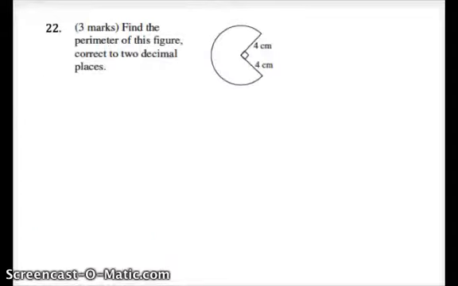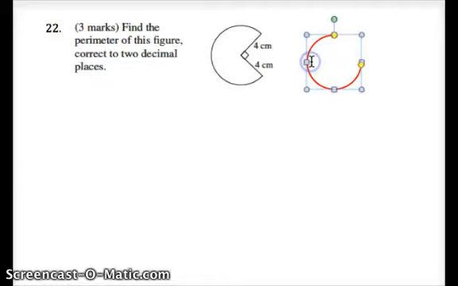Okay, now for question 22. In this question, we're asked to find the perimeter of this figure. Now the perimeter of the figure is the outside. We need the distance all around the outside of the figure. So we've got this curved bit, and we've got these two straight line bits. Now we can see that we've actually got 3/4 of this circle because 1/4 has been removed. So our shape, the perimeter, is made up of, and I'm just going to draw them here.